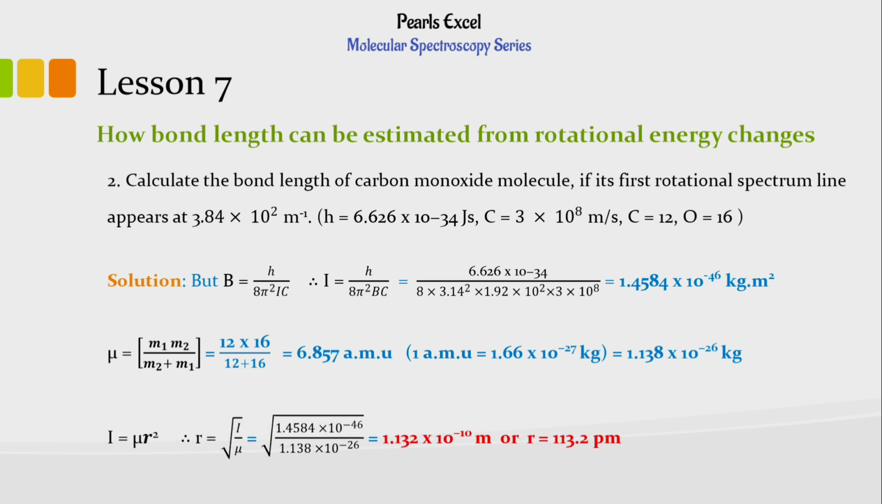Now we have both the values with us, that is the mu value and the I value. So put these into the formula, r is equal to square root of I divided by mu. Add the values and solve. We will get the answer 1.132 into 10 to the power minus 10 meter, or r is equal to 113.2 picometer. So here we solved the whole numerical.